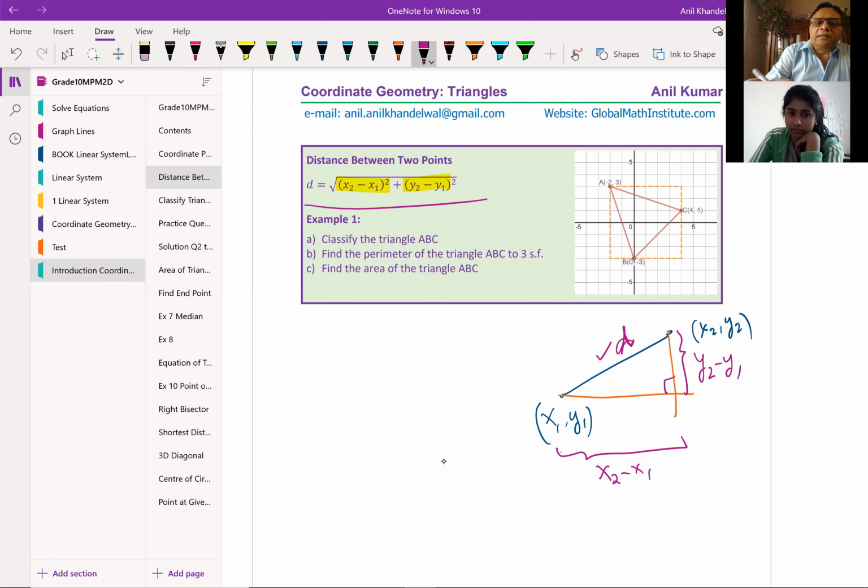After that, find the perimeter of this triangle to three significant figures, and then find the area of the triangle ABC. Now, question number 2, part B that is, is not very difficult. You can find the perimeter by finding each distance, the lengths, and adding them up. Not a problem. Now, can you suggest how you will find the area of this triangle?